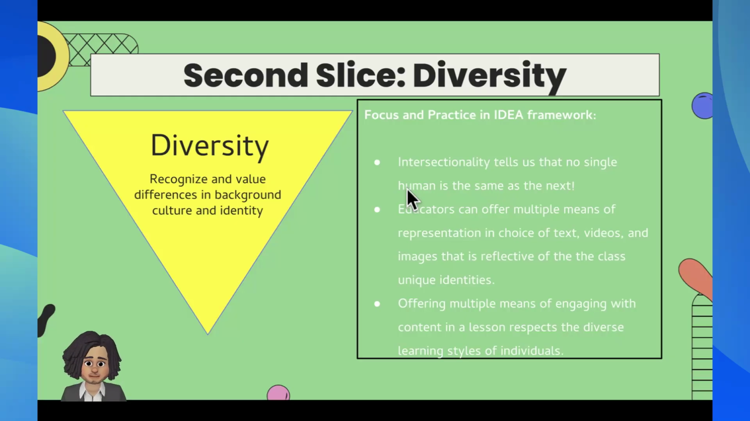Moving on to diversity. Diversity recognizes and values differences in background, culture, and identity. Because of our unique, diverse identities, we have different types of experiences that make no one human the same. Educators need to offer multiple means of representation, choice of text, videos, and images that are reflective of the class' unique identities.